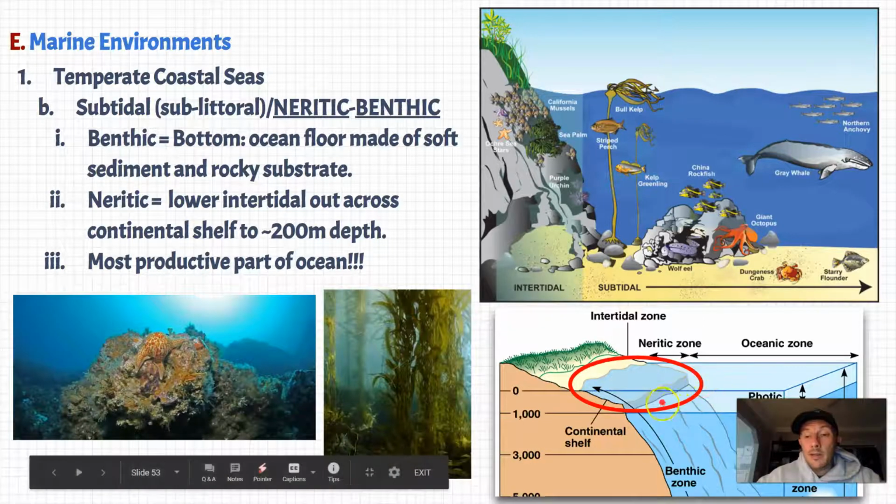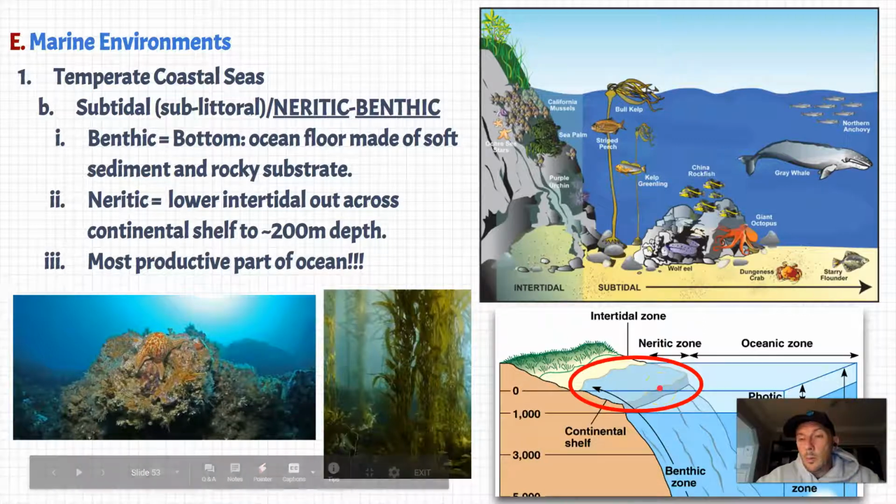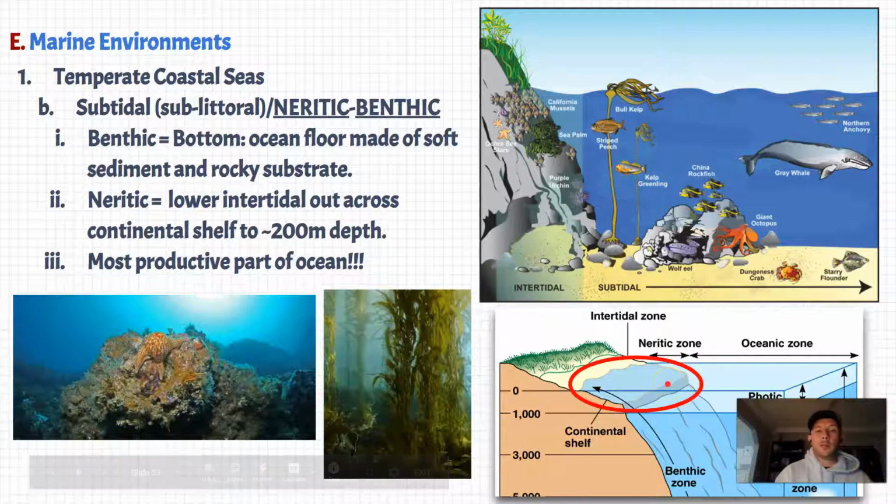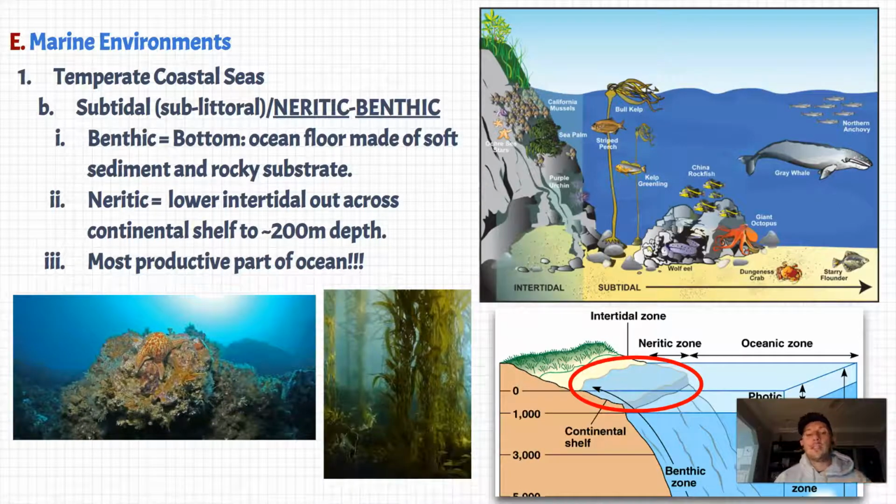And because light penetrates to the bottom, because there's substrate, there's organic matter, there's a surface to either burrow into or to cling onto, this is the most productive part of the ocean. And globally, we'll look at some maps, you can see that it is the most productive part of the oceans around the world. The neritic-benthic zone is where most of life occurs.